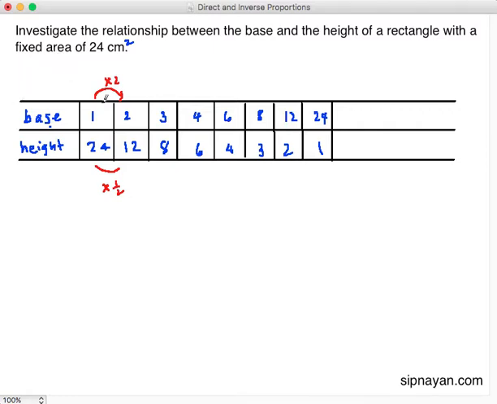Okay, so what about from 1 to 3? Ano nangyari? Nag-times 3 tayo, di ba? Pero paano nangyari doon sa 24? Anong relationship niya doon sa 8? Nag-times tayo ng 1/3, di ba? And from 2 to 8, ano nangyari? Ano multiply natin para maging 8 siya? 2 times 4, di ba?